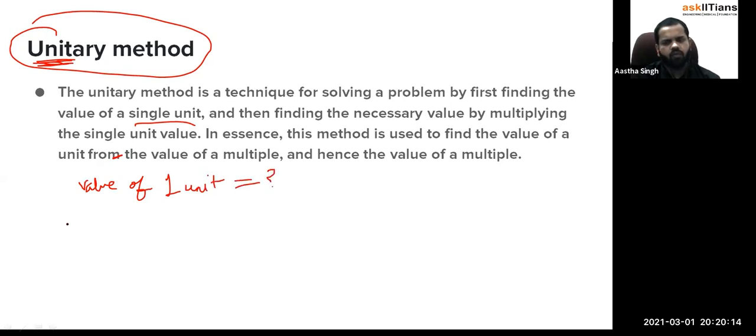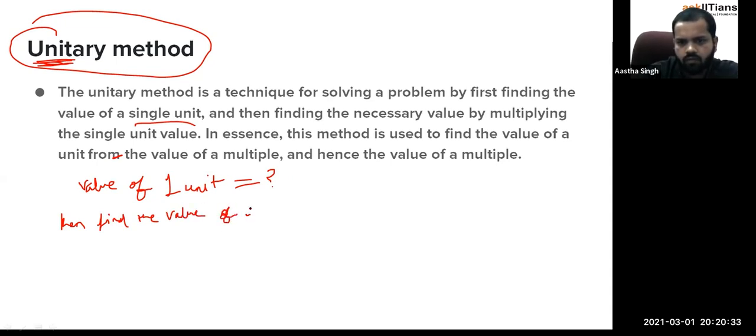Then, according to the question, find the value of the required units, and it totally depends on the question. Find the unit value from the values of multiple quantities. We'll do a question so that it will be much clearer.